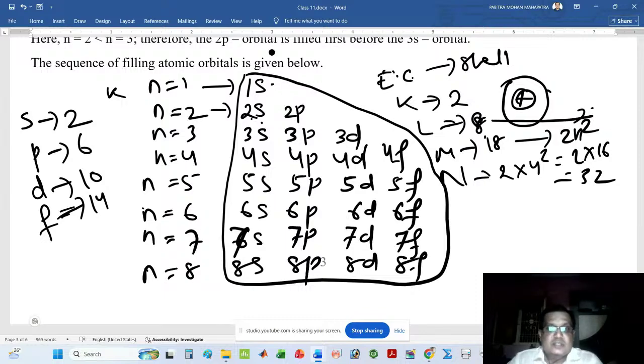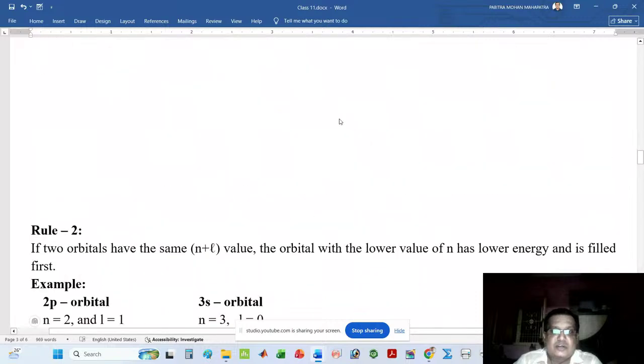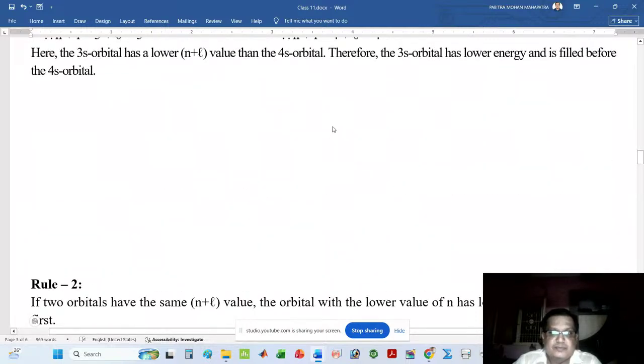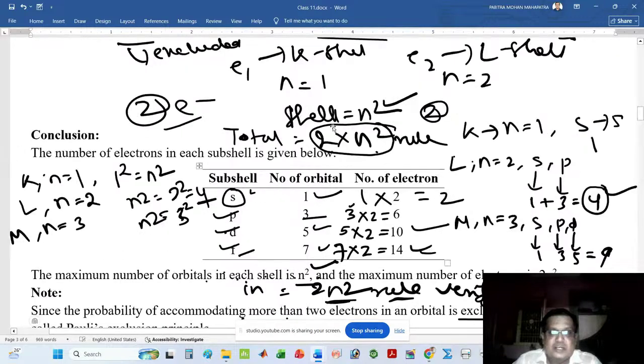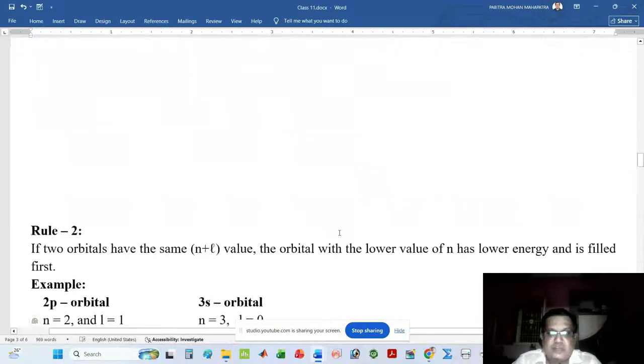Someone might think of simply giving 1s, 2s, 2p, 3s, 3p, 3d, 4s, 4p, 5s. No, this cannot be possible. It follows a certain rule, which is said to be the Aufbau principle.